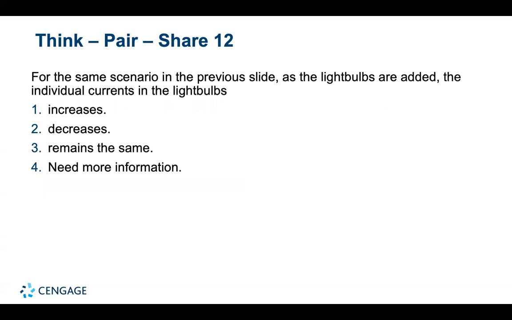So once again, with the same scenario, as the light bulbs are added, the individual currents in the light bulbs, the answer is, decrease. For a series connection, the individual current in the bulbs is the same and equal to the total current supplied by the battery. This decreases as bulbs are added.